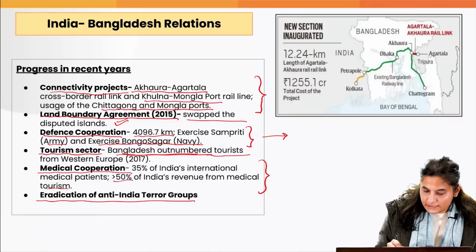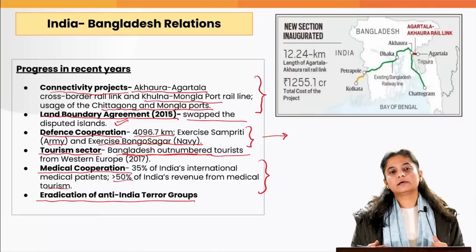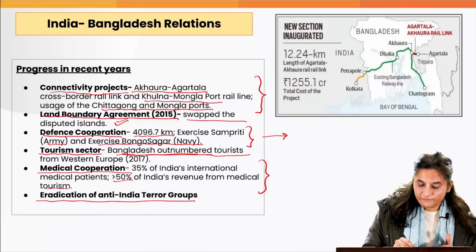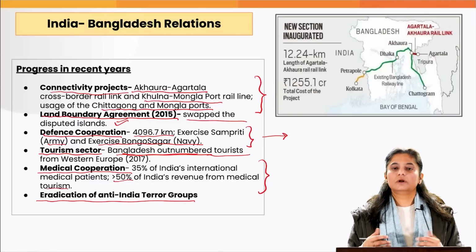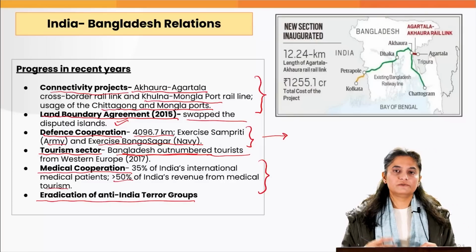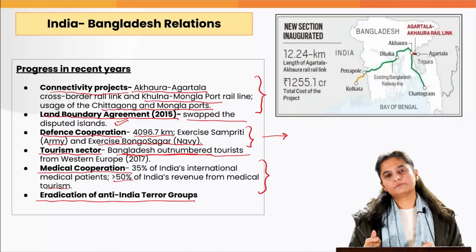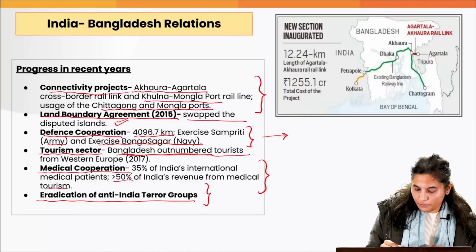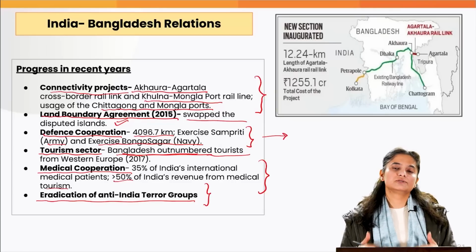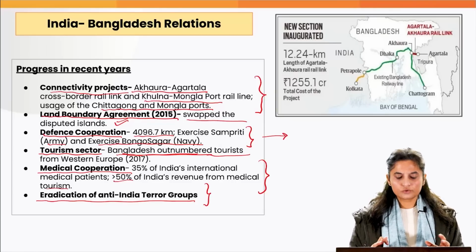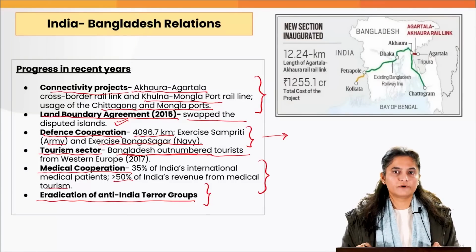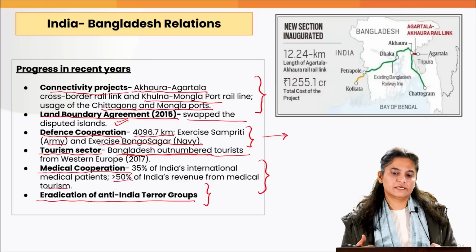Then there is the progress that we have been able to achieve in the genre of anti-India terror groups also. We have seen increasing cooperation between the Sheikh Hasina government, the ex-Sheikh Hasina government, and the present government of India, and it has been able to put all of these terror and insurgent groups at bay. So this has been the progress so far, before of course the fall of the Sheikh Hasina government.